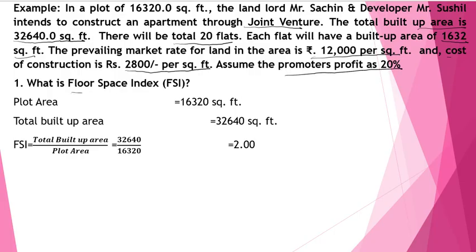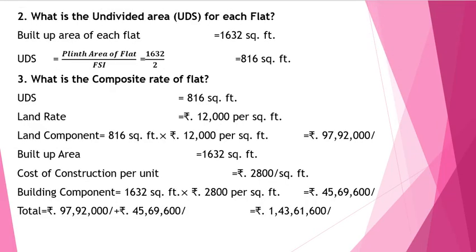What is the floor space index or FAR or FSI? You know it is equal to total built up area divided by plot area. Plot area is given to you as 16320 square feet and total built up area is given to you as 32640 square feet. So FSI is 2.